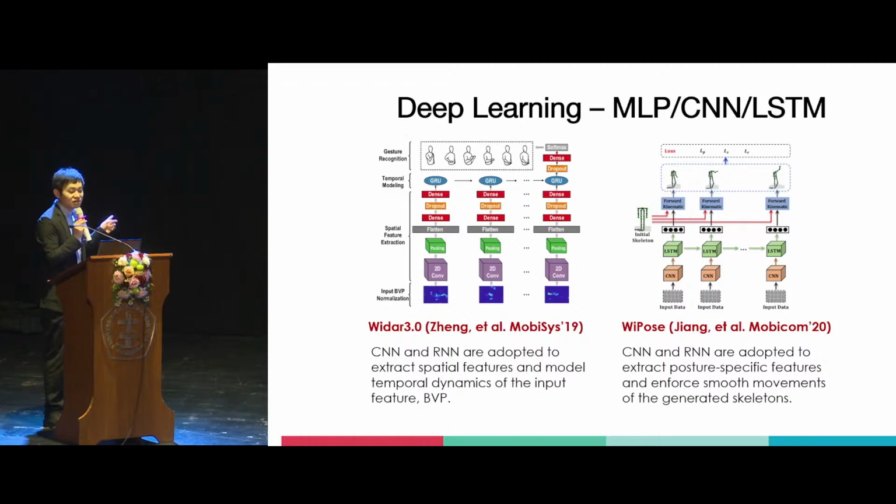For example, Widar3 uses a convolutional neural network and an RNN, CNN and RNN. CNN extracts the spatial features of BVP, and RNN models the temporal dynamics. So it can recognize 6 common human gestures with about 90% accuracy. Another work called RF-Pose takes a 3D velocity spectrum as input and uses CNN to separate the pulse-related dynamics from static clutter in the environment, and the RNN to generate smooth skeleton motions.